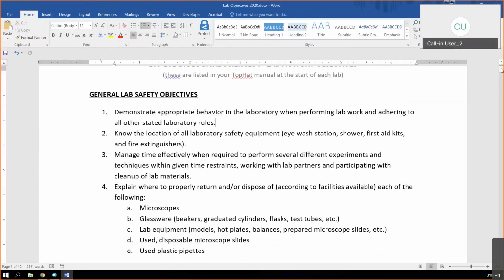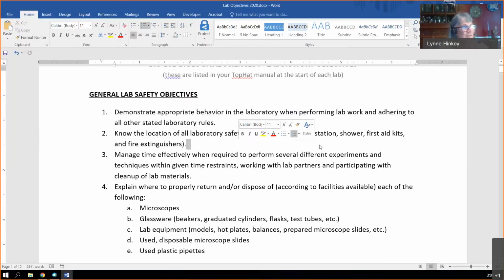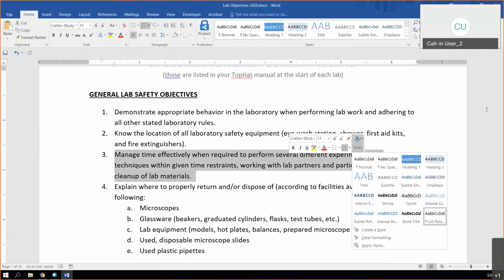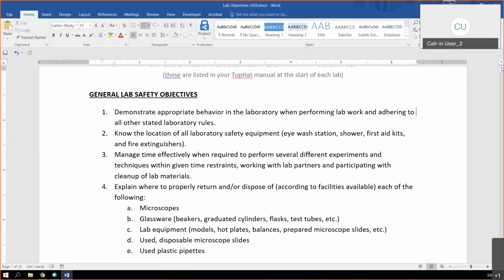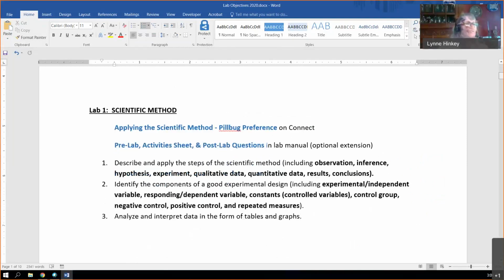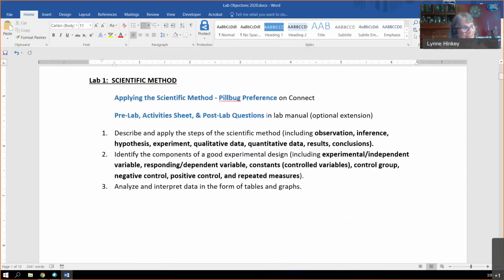So what we'll do is I'll just go right down the list, and then yell if you have any questions. The first one, the lab safety objectives: we're not in a lab, so some of these don't apply because we don't have a location for a fire extinguisher and eye wash station. We're doing virtual labs. It's just managing time effectively, knowing the names of the equipment, things like that. So let's skip right through those and go to the scientific method.